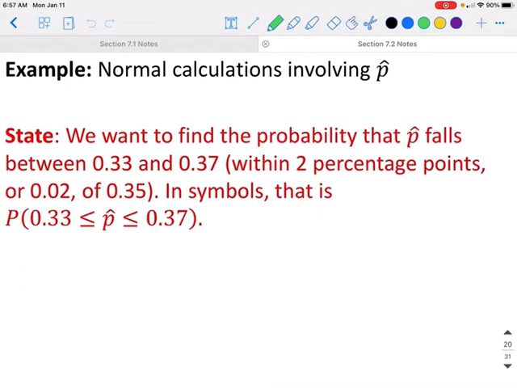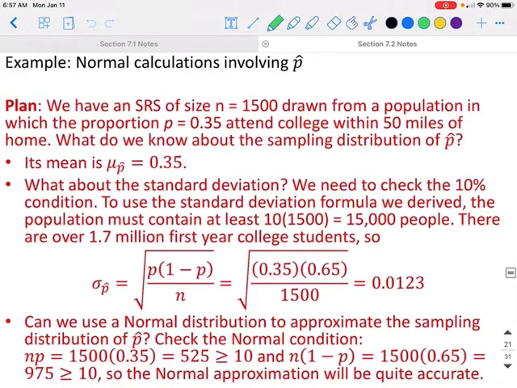Next, we need to come up with a plan. For our plan, we need to check to make sure all of our conditions are met first. So we have a simple random sample of size 1,500 drawn from a population that has a proportion of 35% who attend college within 50 miles. Because we know the population proportion is 35%, it means that the mean of all of our sample proportions will also be 35%.